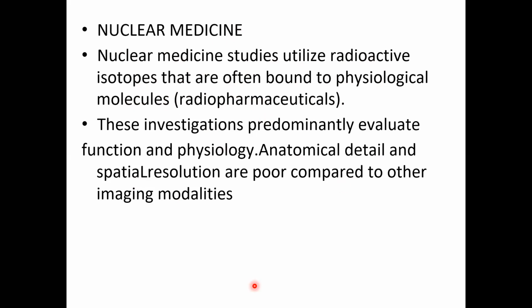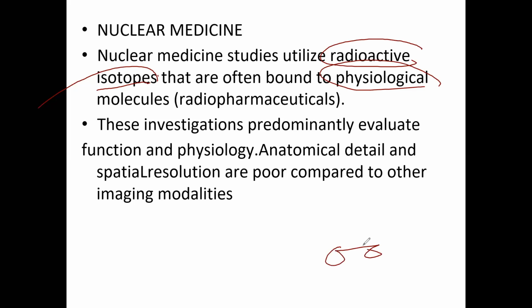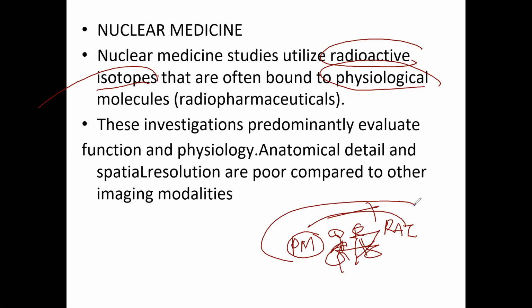Very important. Two things are being done: radioactive isotopes are being bound to physiological molecules. It's just like, for example, this is the vehicle and the person is there. So this is the radioactive isotope, RI, and along with that, a physiological molecule will be sitting along with it. These two will be sitting together, and then they go riding forward. It's called radiopharmaceuticals. You should keep in mind the radiopharmaceuticals.